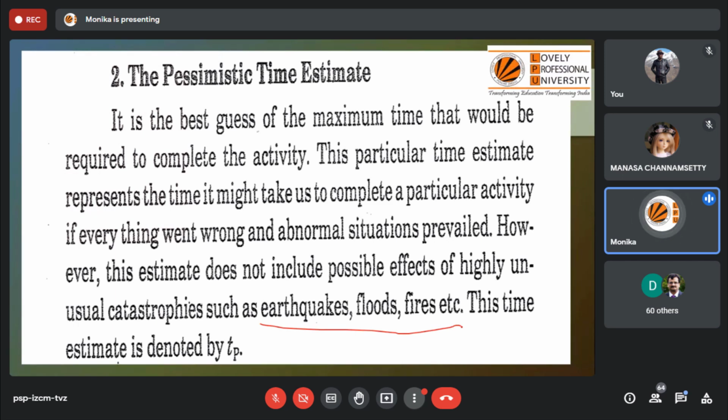Okay, so it means this is going to be the longest duration to complete the project, right? Because when everything goes wrong with the project, definitely it will take a lot of time to complete it. So this is the longest or the maximum time to complete an activity or a project. So this is the pessimistic time estimate.